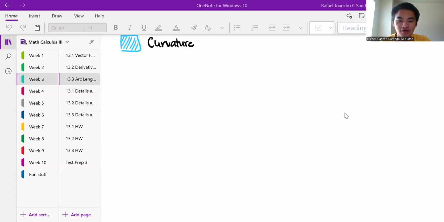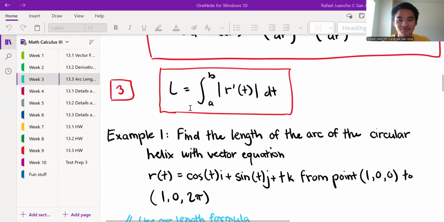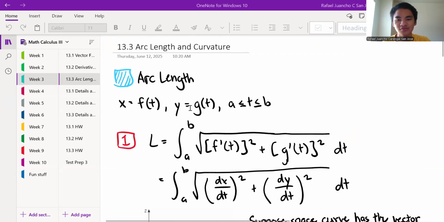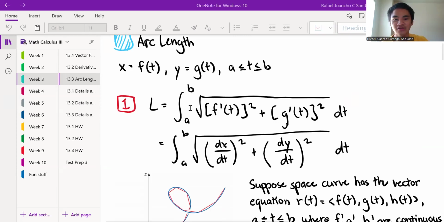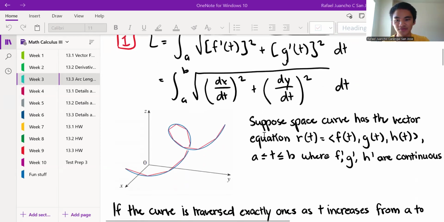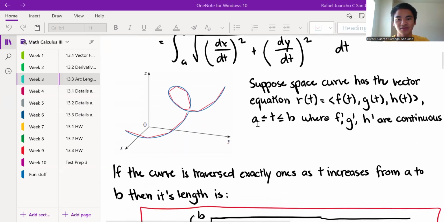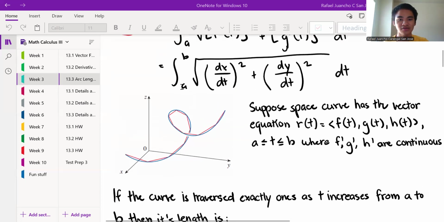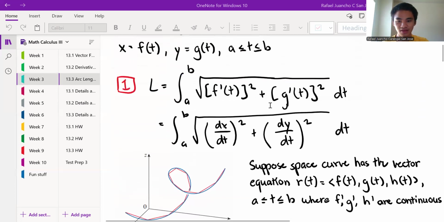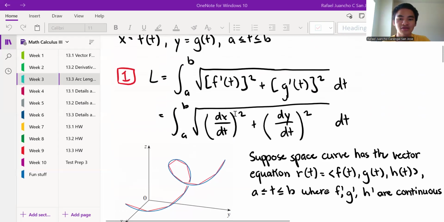So today we're going to be talking about curvature, which I wasn't able to get into in the last video. Previously we talked about this idea of arc length, and I kind of rushed it a little bit, but basically this is finding the length of a vector function. So here we're given a curve in 3D space, and we're also given boundaries A and B, and we set up an integral. And from there, yeah, we get its arc length.